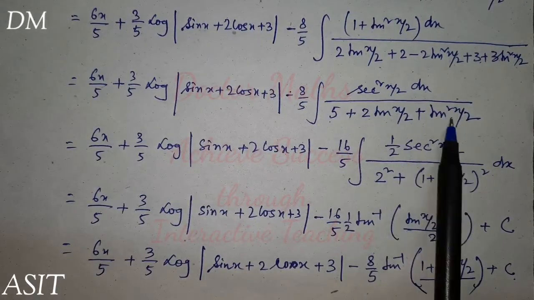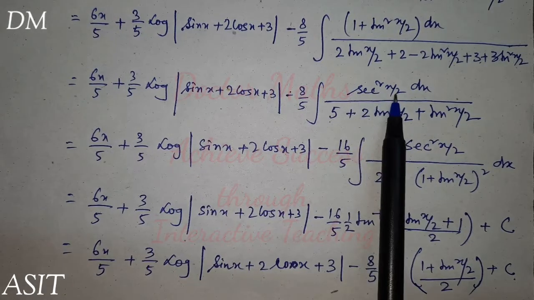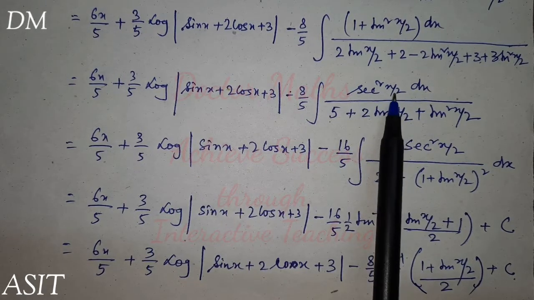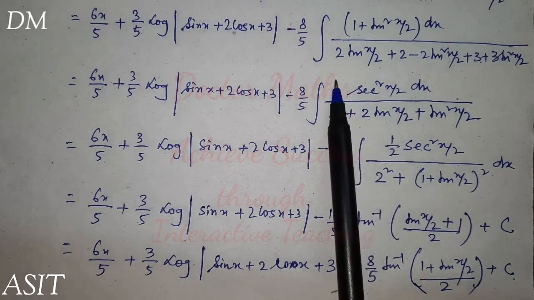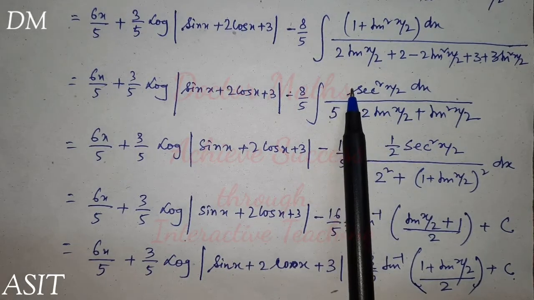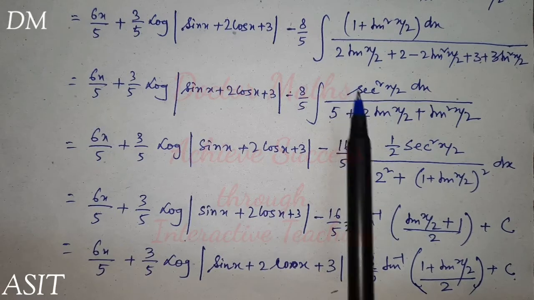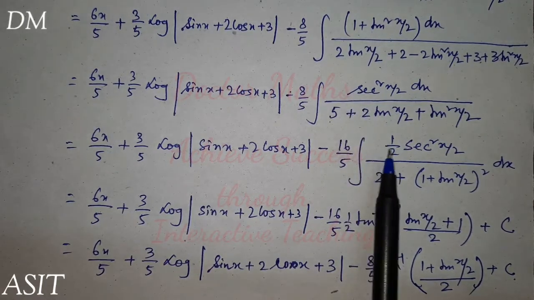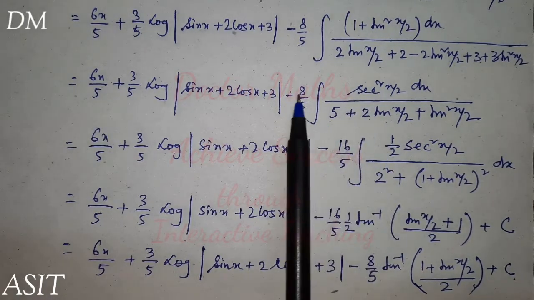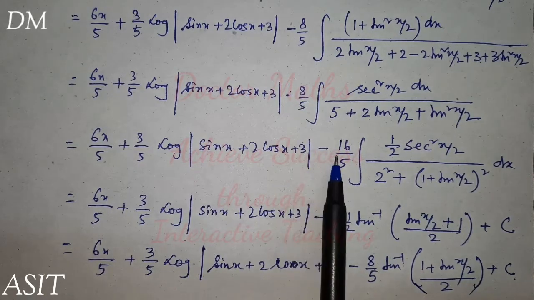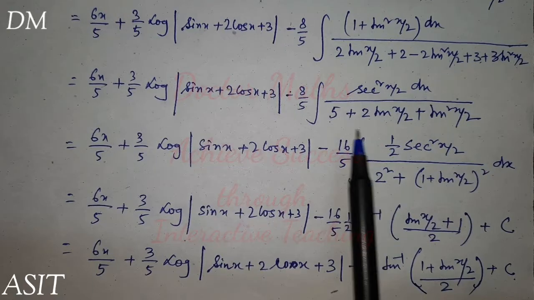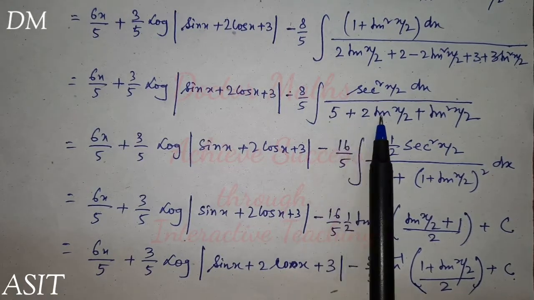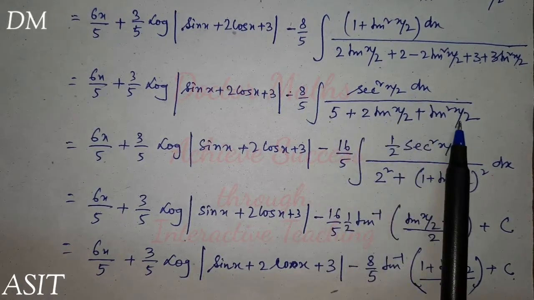Now there is a secant square x by 2. We know if I take tan x by 2 as z, we need to adjust a half here. So let me adjust a half here. If I adjust a half, we need to multiply by 2, so 8 by 5 will become 16 by 5. Then it will be 4 plus 1 plus 2 tan x by 2 plus tan square x by 2.